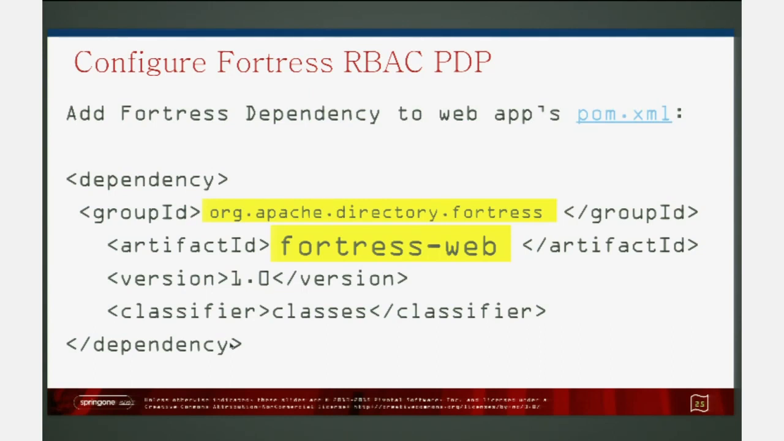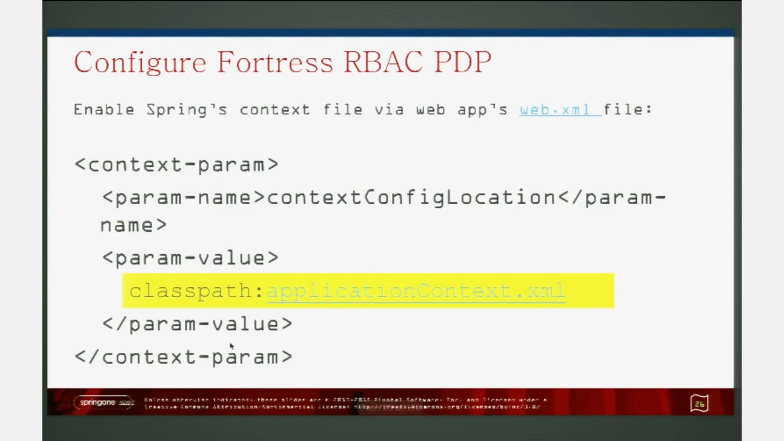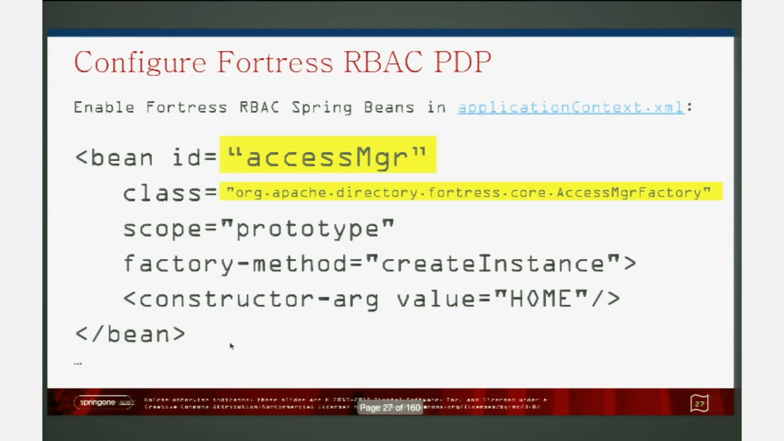Okay, so we're still enabling the policy decision point. And so we're back to the application. The next thing we're going to do is drop a declaration in the POM file that tells the application to use the Fortress dependencies. Next, in the web.xml, we're going to drop another declaration in there to tell the application to use Spring, and then we're going to tell the application where the Spring context file is. And then inside the Spring context file, we're going to drop another declaration in there to tell Spring to inject the Fortress Spring beans into the runtime so that the application can do programmatic invocations later.